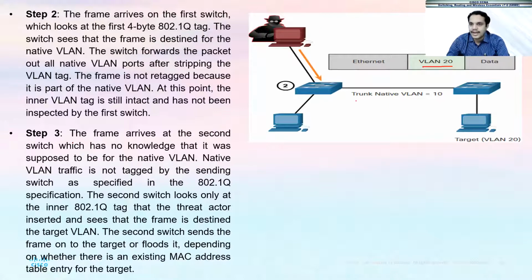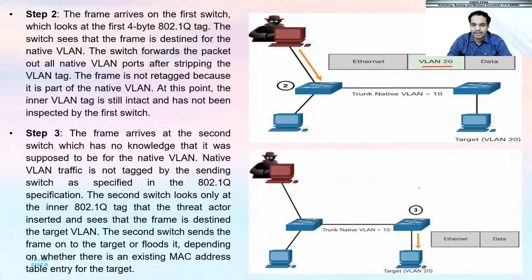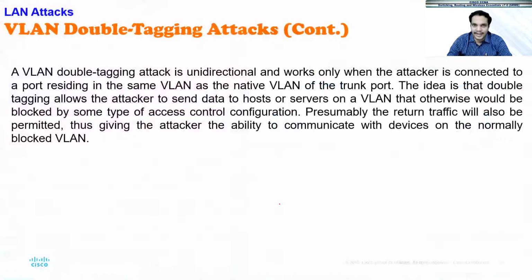The frame arrives at the second switch, which has no knowledge that it was supposed to be for the native VLAN. The second switch looks only at the inner tag that the threat actor inserted, and sees that the frame is destined for the target VLAN. So this frame is now forwarded into VLAN 20. Once the threat actor can send traffic into the VLAN, he can do any number of things. He can flood it, he can add something to it, he can do whatever he wants. So this is called a double-tagging attack.